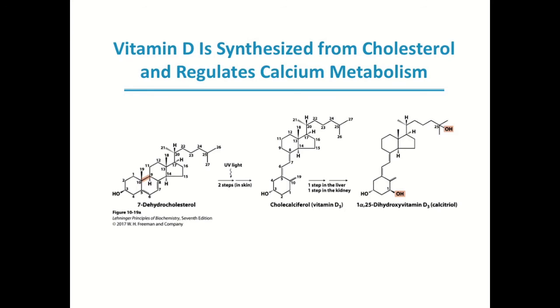Vitamin D is produced in the skin by UV irradiation of 7-dehydrocholesterol, which breaks the bond shaded light red here. And in the liver, a hydroxyl group is added at C25. And in the kidney, a second hydroxylation at C1 produces the active hormone, shown here. And this is important for regulating calcium metabolism.